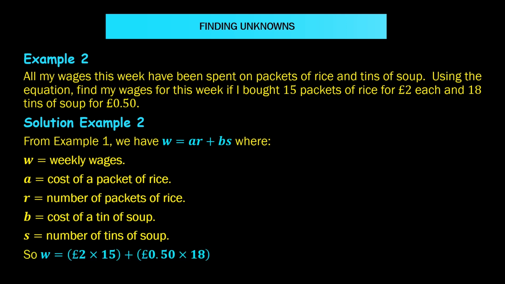So if we plug in all these values, W, my wages, equals £2, which is the cost of a packet of rice, times 15, which is the number of packets of rice I bought, plus £0.50, which is the cost of a tin of soup, times 18, which is the number of tins of soup I bought. And tidying this up gives us £30 plus £9, which is equal to £39.